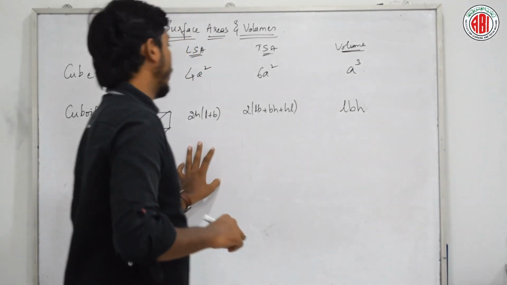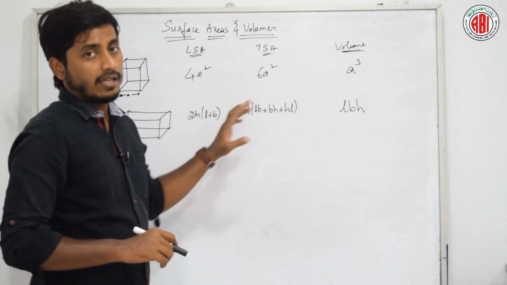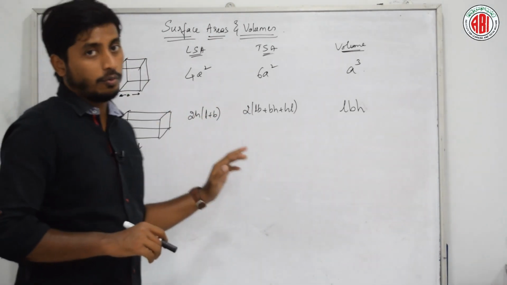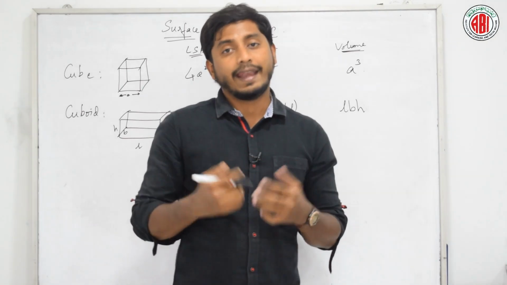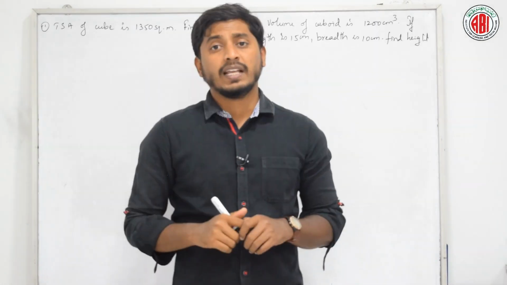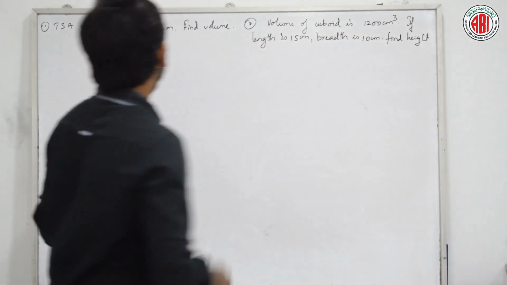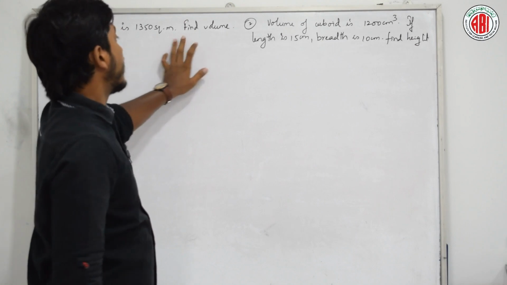What all we have to remember? LSA, TSA, volume. As of now, let us remember these for cube and cuboid. After doing the problems of this, let us move on to the next figure. Shall we start? Let's do. Look at the questions here. He is telling the TSA of a cube is 1350 and he is asking us to find the volume.